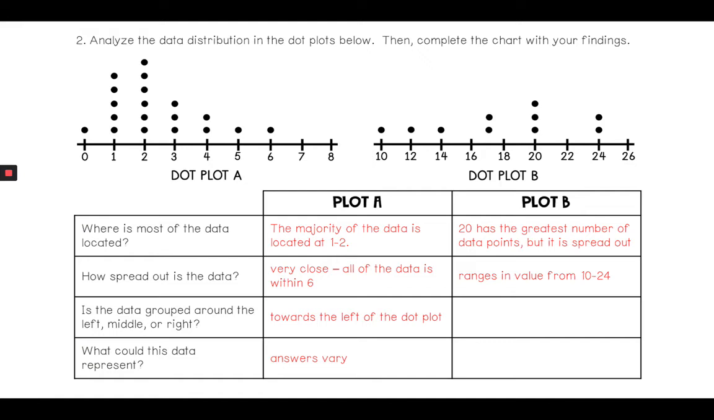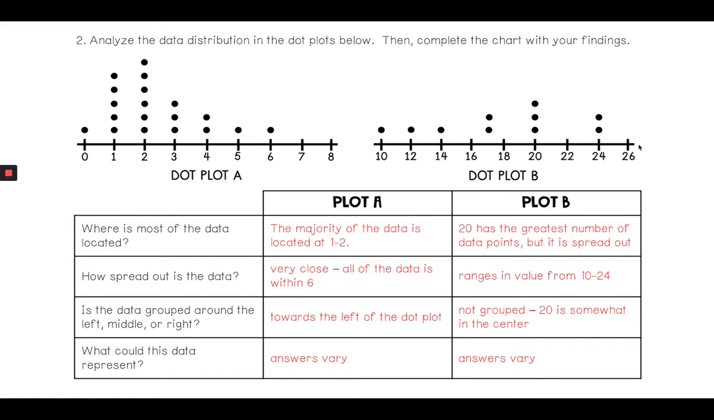And then how's the data grouped? Well, it's not grouped. Like 20 is the biggest there, and then it's just kind of all scattered. And then again, the answers will vary for what this data could represent. And this one, I mean, it could be the age of people walking into a supermarket. You just stop and say, "Hey, I'm doing a survey. What's your age?" And this is what you'd get, the age of the individuals.